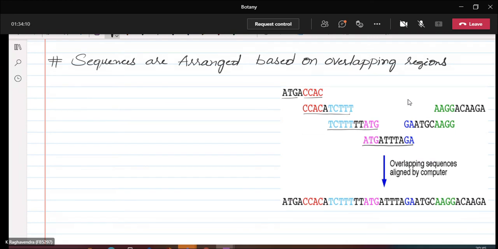You arrange them. AT, GA, CC, AC. Then ATC, TTT. Then TT, ATG. Then ATG, leave it. Then you have to start from ATT, AGA. This is based on the overlapping sequence. What we did was arrange the sequence in a particular order. This is completely aligned by the computer, not manual work.